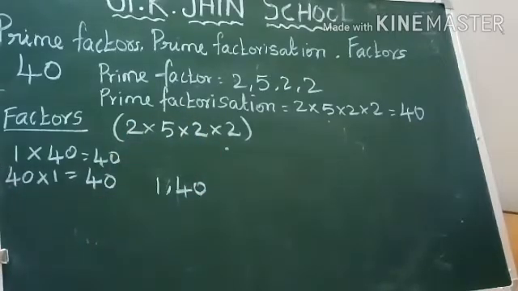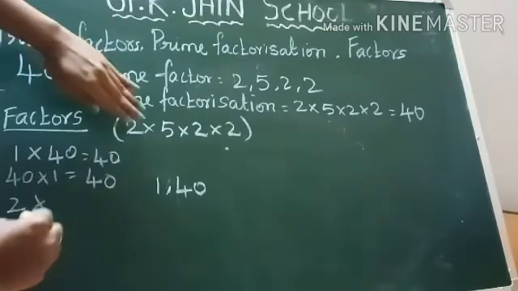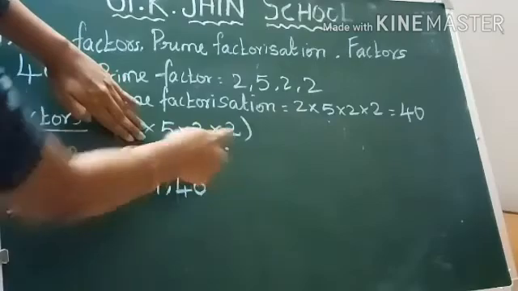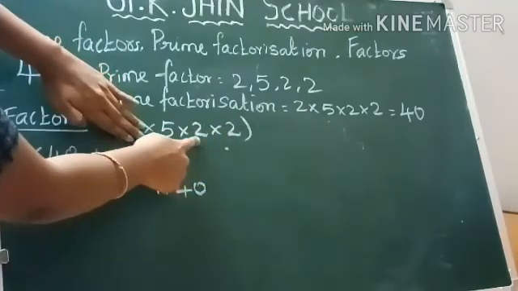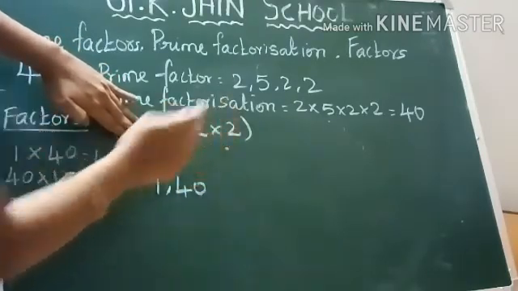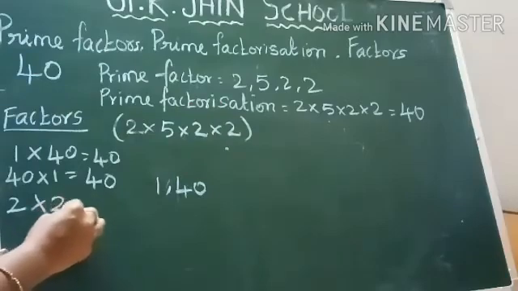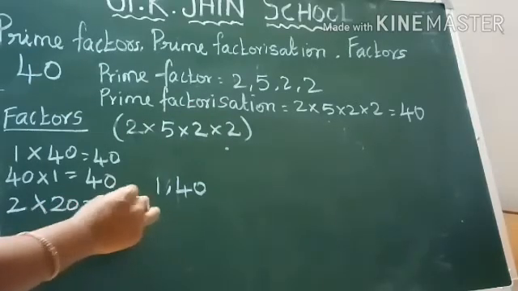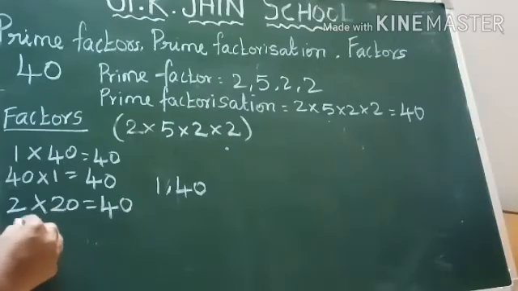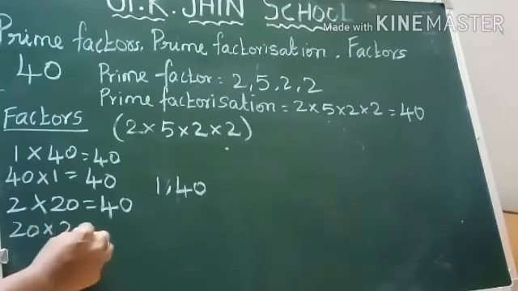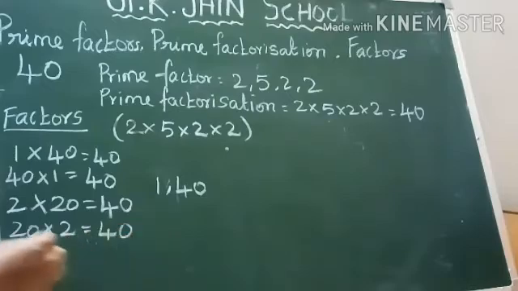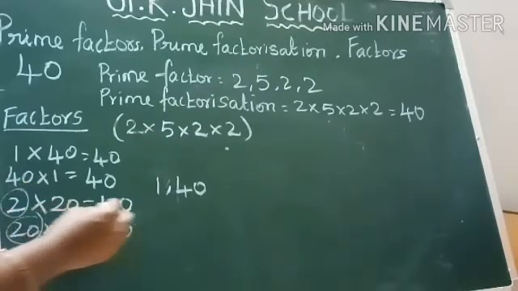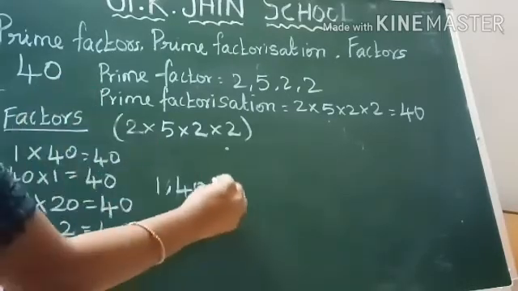So now I will explain. What is the first number? 2. So we write the 2 here. Multiply the remaining numbers. 5 twos are 10. 10 twos are 20. So write 20 here. So 2 20s are 40. We can also write 20 twos are 40, right? So 2 and 20 are factors of 40.